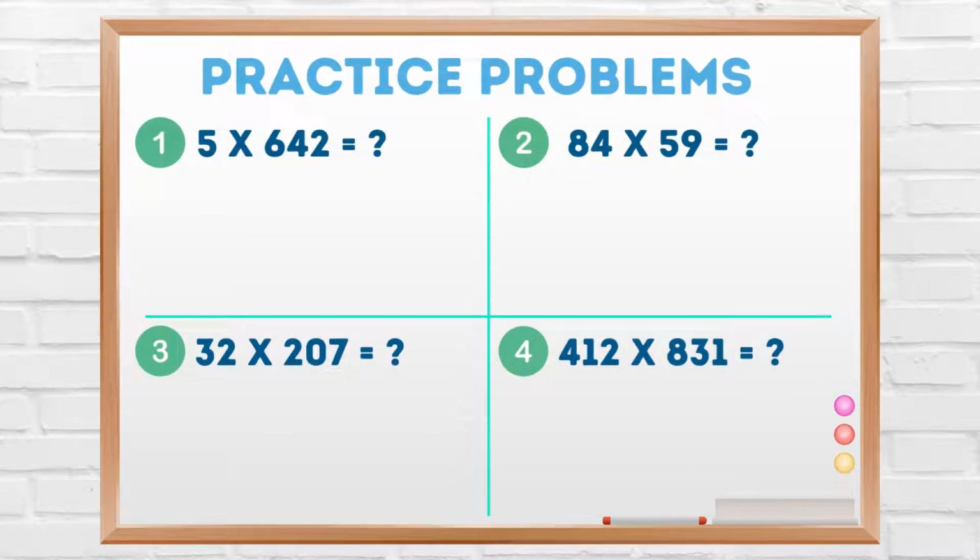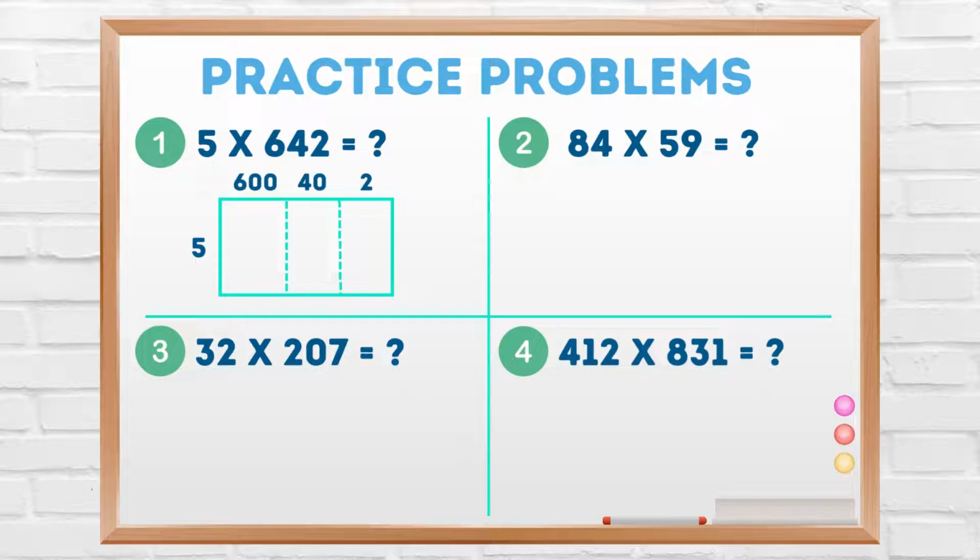Now, let's try some practice problems. Can you work out what 5 times 642 is equal to using the area model? Pause this video and when you've got your answer, press play. Okay, so we expand 642 and split our rectangle accordingly. 600 times 5 is 3,000, 40 times 5 is 200, and 2 times 5 is 10. We add the products and our answer is 3,210.